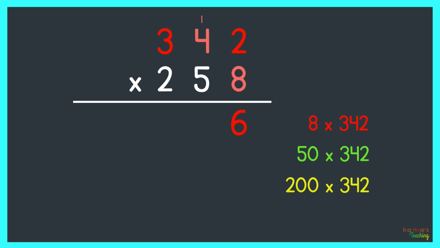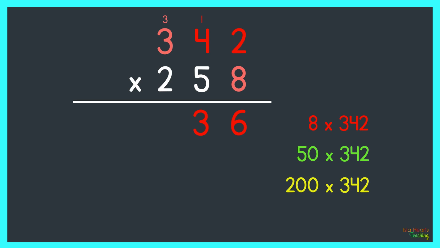Next, we will multiply 8 by 4. The answer is 32. However, we must add the carryover 1. This makes 33. Remember, we can't write 33 in the space because it has 2 digits, so we will write 3, and add a little 3 to the next column.